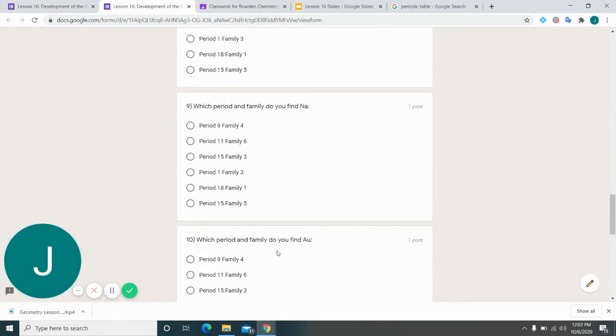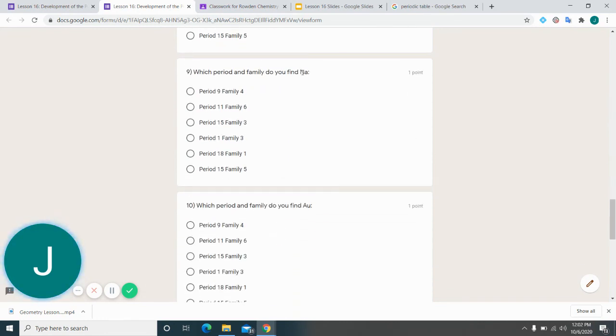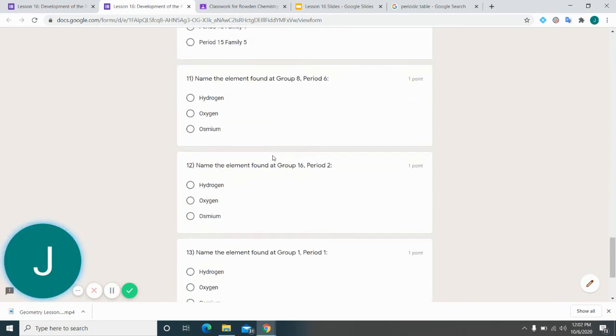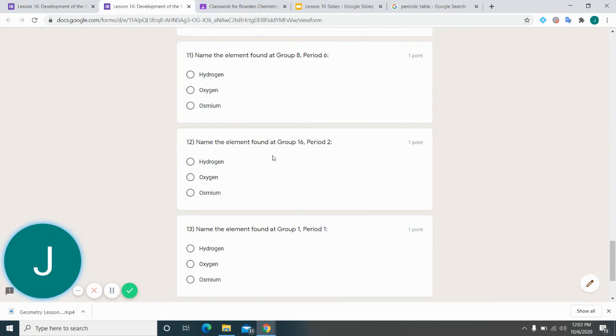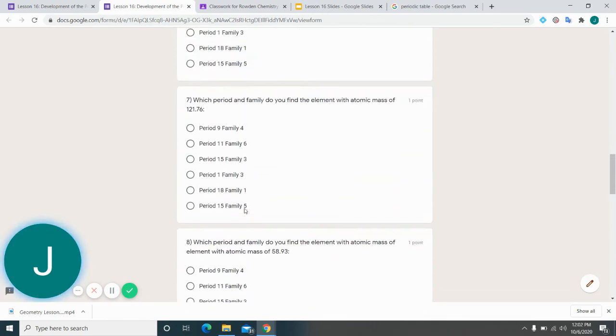And then where do you find Na? Just look for the symbol Na, and you'll have your answers here. And then lastly, you're going to go to group 8, period 6, or group 16, period 2. Once you're there, you tell me which element is there. That's all you need to do for this.